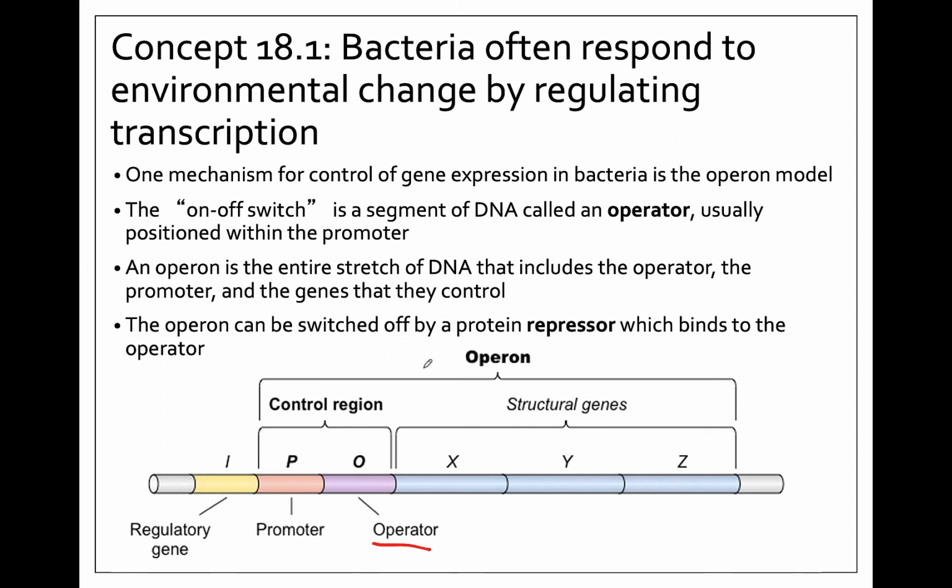The operator is operated by a protein called a repressor. So if you think about being repressed, it's kind of a negative word. It's something that's going to turn something off. So if a repressor is active, that means it's repressing the operon, and that's going to turn the operon off. If a repressor is inactive, that means it's not repressing, and that's going to allow the operon to be on.